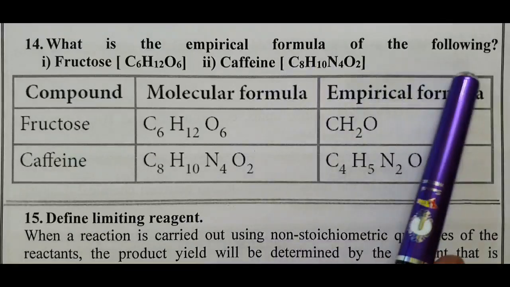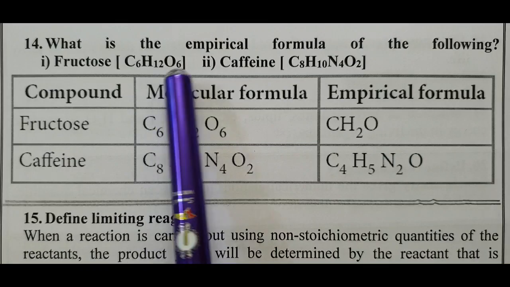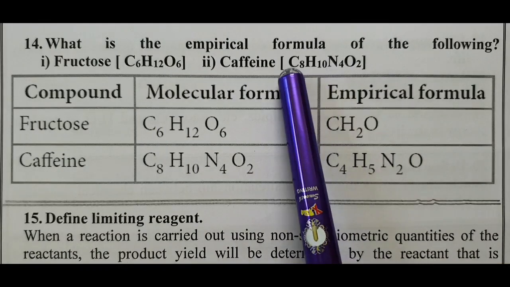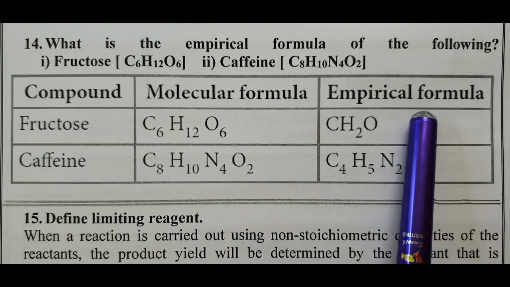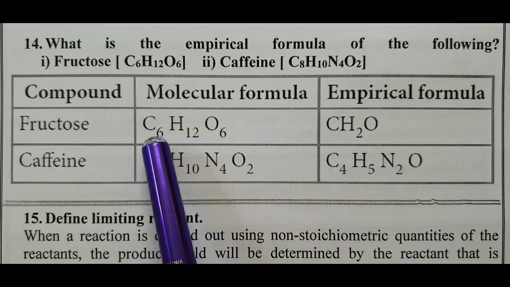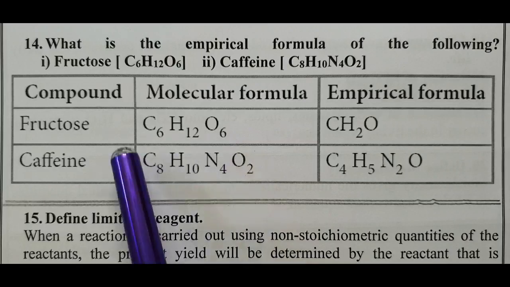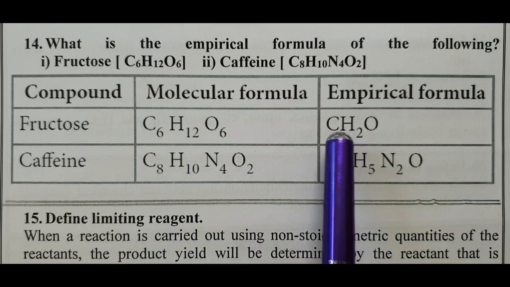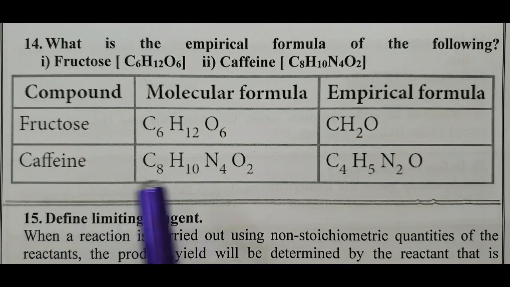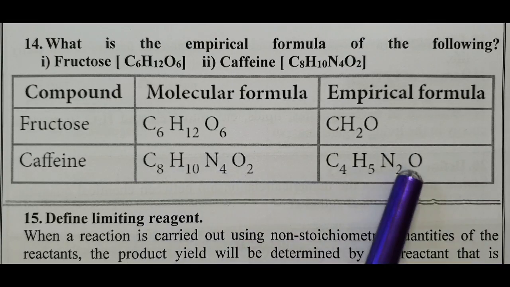What is the empirical formula of the following? Fructose C6H12O6 and caffeine C8H10N4O2. Compound, molecular formula and empirical formula. Fructose: by dividing these by a common number 6, we will get CH2O. And caffeine: by dividing all these numbers by a common number 2, you will get C4H5N2O1.